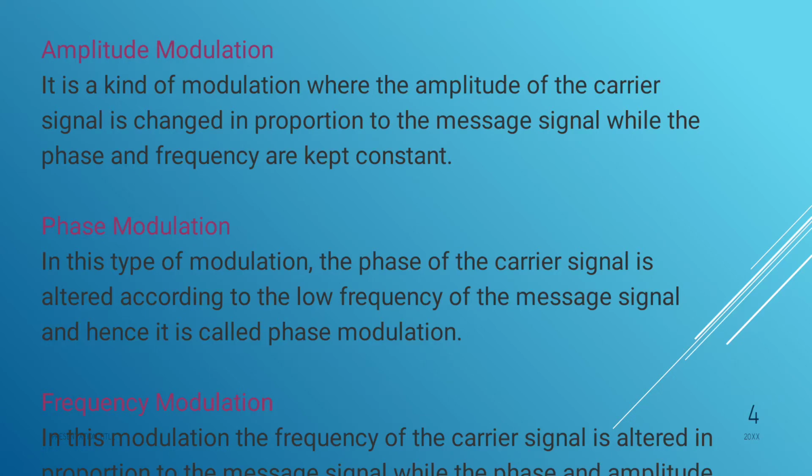The second one is phase modulation. In this type of modulation, the phase of the carrier signal is altered according to the low frequency of the message signal, and hence it is called phase modulation. So what is phase modulation? We alter the phase of the carrier signal according to the low frequency of the message signal.